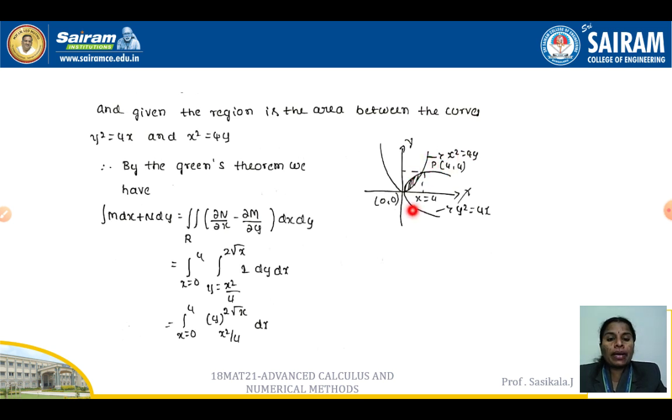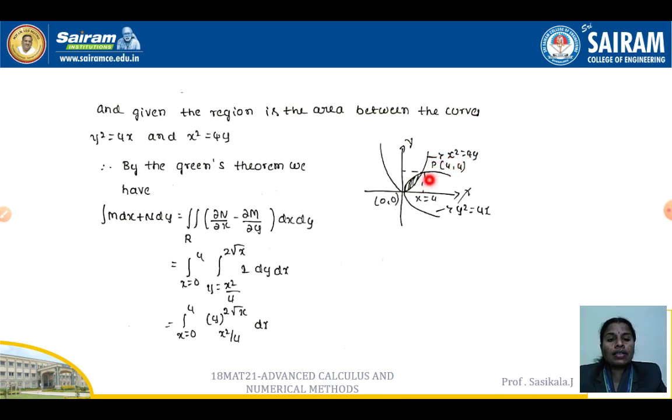This is your parabola curve y squared equal to 4x. This is your x squared equal to 4y. In the bounded region, how do you go with your variable limit? Since y is the variable limit, you draw a parallel line inside the region. The starting curve will be this one, that is y is equal to x squared by 4.